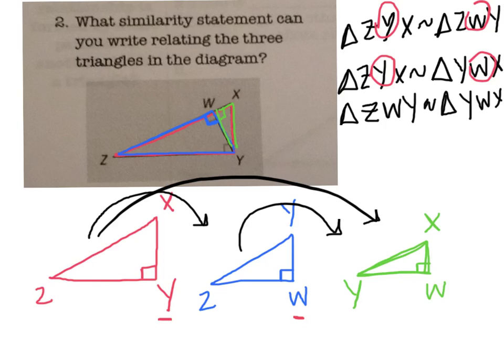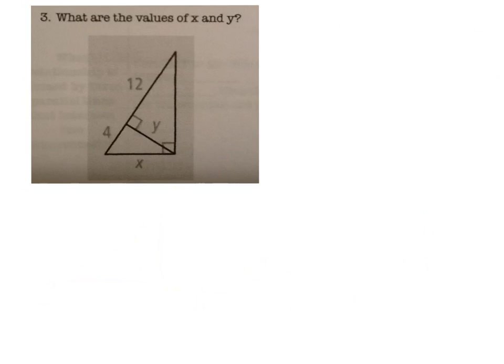So the answer to number 2, what similarity statement can you write relating the 3 triangles in the diagram? These are our 3 similarity statements that would answer this question. Question number 3 says, what are the values of x and y? So we're going to use this right triangle here, and we're going to need to use some of the theorems and the corollaries that we learned in our notes to be able to set up our proportions, to be able to solve for x and for y.